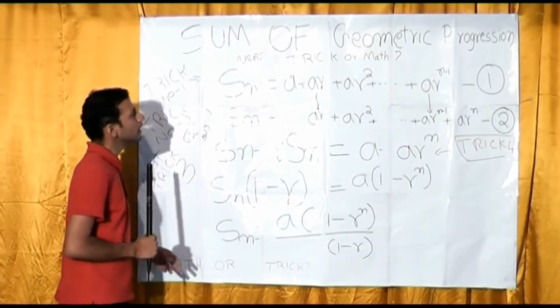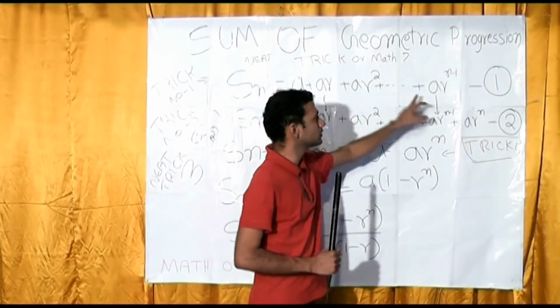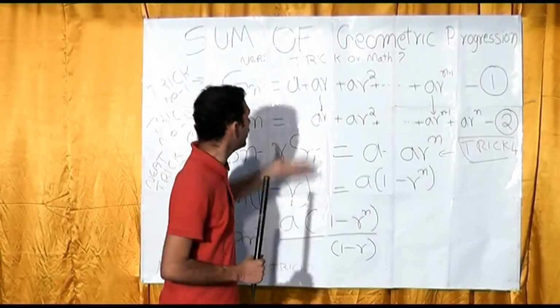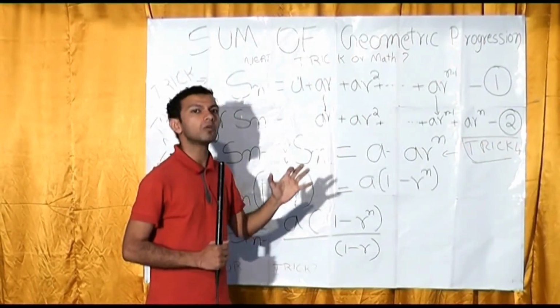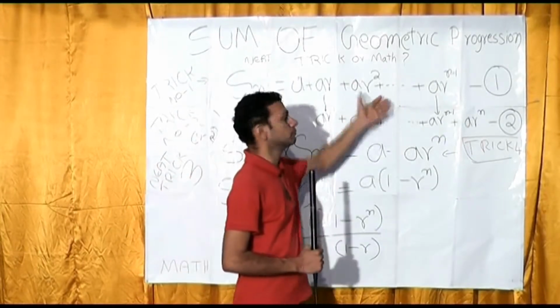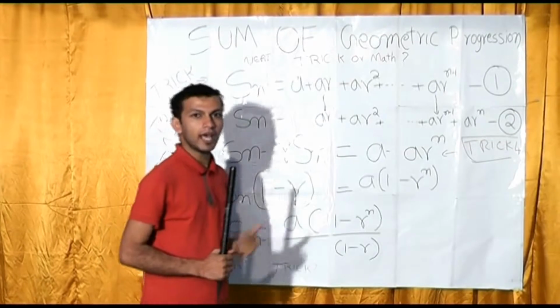Let's see. In the derivation, we have to find the sum of a plus ar plus ar square, up to ar to the power n minus 1. We have to find the sum of this geometric progression and derive a formula for the sum. But let's see what derivation is taught to students as maths.